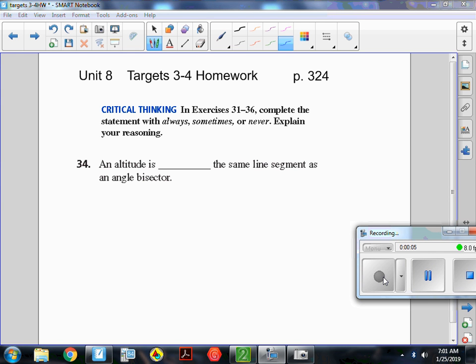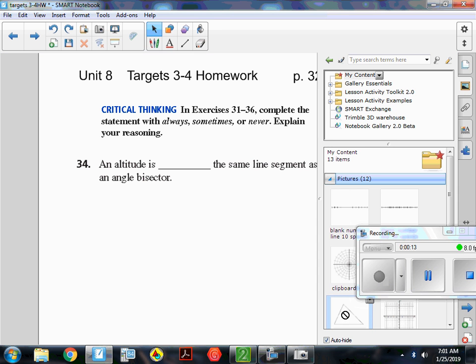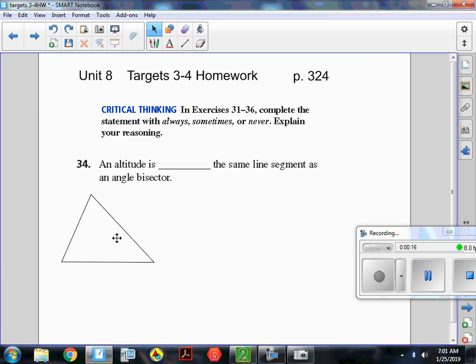An altitude is the same line segment as an angle bisector. Let's just try the different types of triangles.